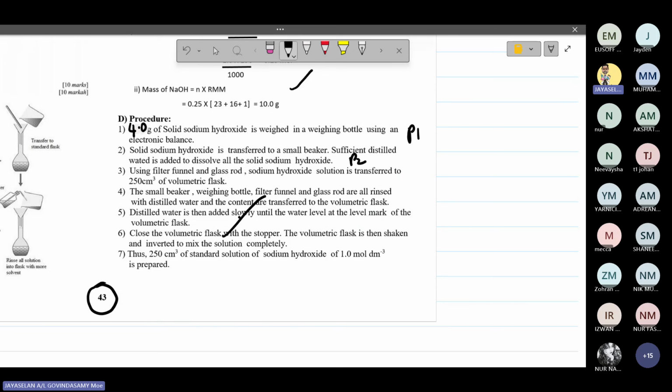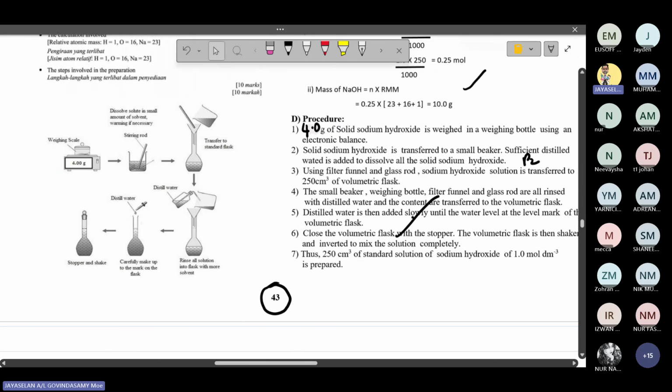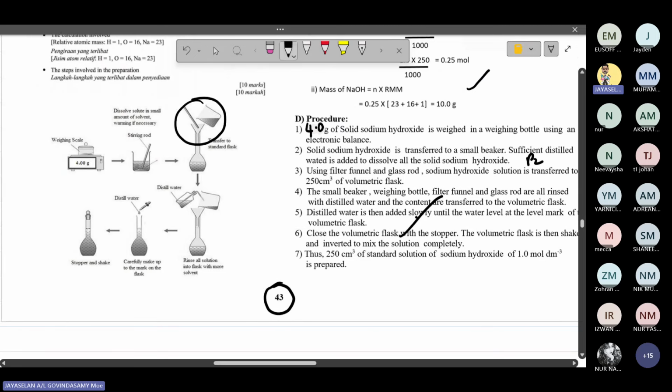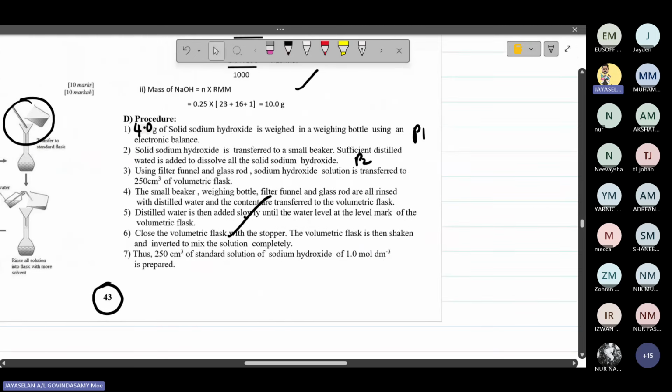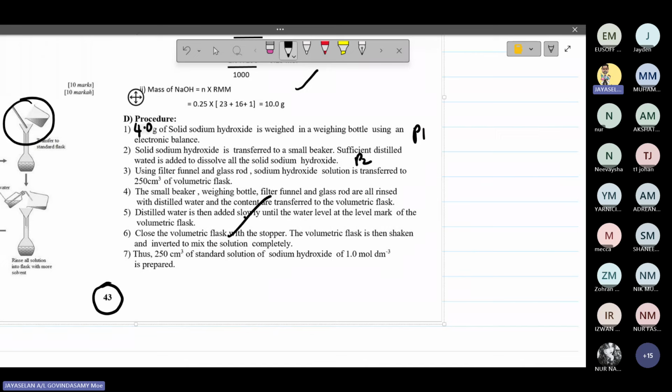0.2. Using a filter funnel, you must use a filter funnel and glass rod. You cannot just throw it in like that. Using the filter funnel and glass rod, the sodium hydroxide solution from the small beaker is transferred into the volumetric flask. Erase this, because in your question you must specify the volume of the volumetric flask, since it is accurate, right? You write what? Your question says 100 cm3 volumetric flask.